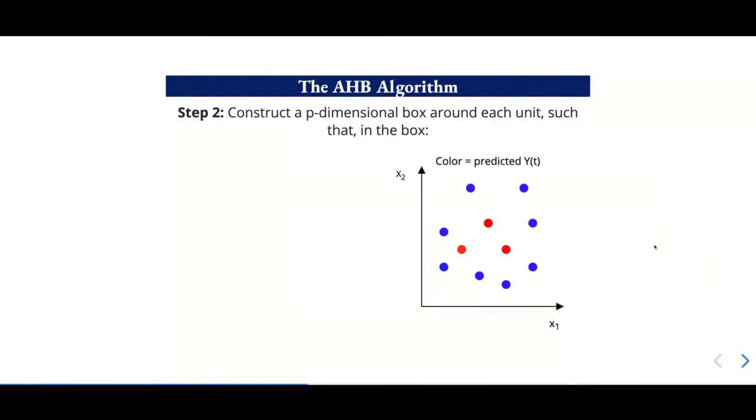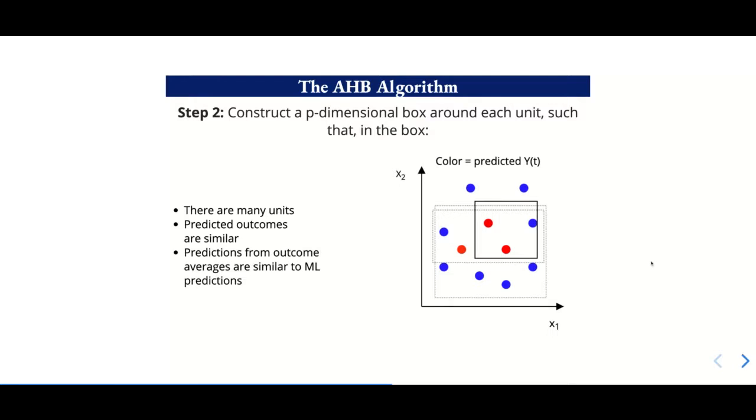Step number 2, we're going to take all our matching units and construct a p-dimensional box, where p is the number of features that we have, according to these rules. Number 1, there need to be as many units as possible in the box. Number 2, the predicted outcomes from the previous stage need to be similar among units that are in the box. And number 3, the predictions that we get by averaging observed outcomes of units in the box need to be similar to the predictions that the machine learning model makes for the same units.